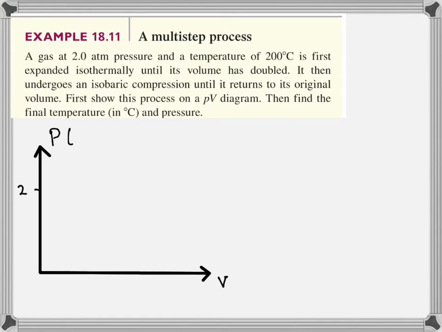All right, let's take a look at another problem. So in this problem, let's read it before I do all the drawing here. It says that we have a gas at 2 atmospheres and a temperature of 200 Celsius. First, we allow this gas to expand isothermally until its volume has doubled. It then undergoes an isobaric compression until it returns to its original volume. So we let it expand and then we compress it.